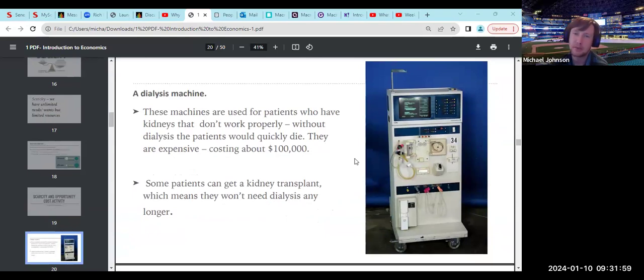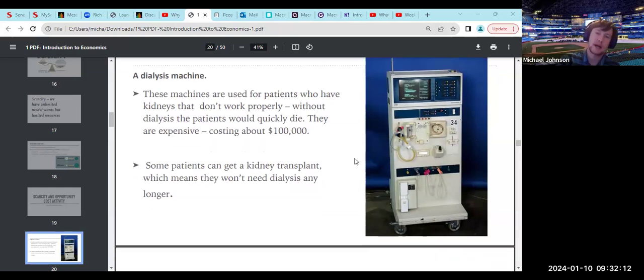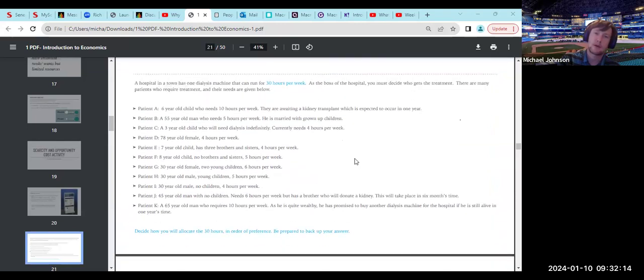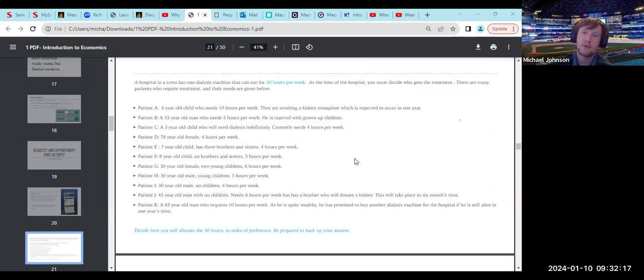So, dialysis machine. These machines are used for patients who have kidneys that don't work properly. Without dialysis, the patients will quickly die. They're expensive, costing about $100,000. Some patients can get a kidney transplant, which means they don't need dialysis any longer. So this is an activity here.